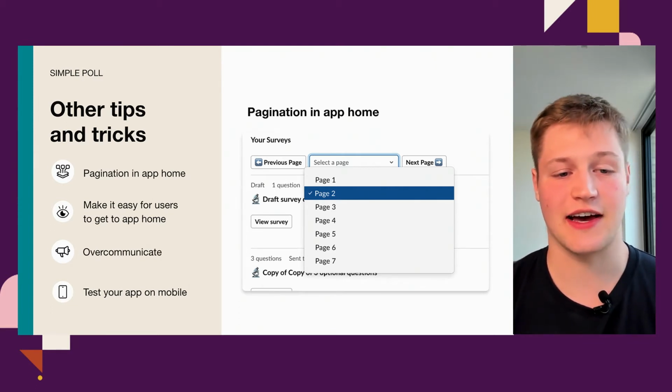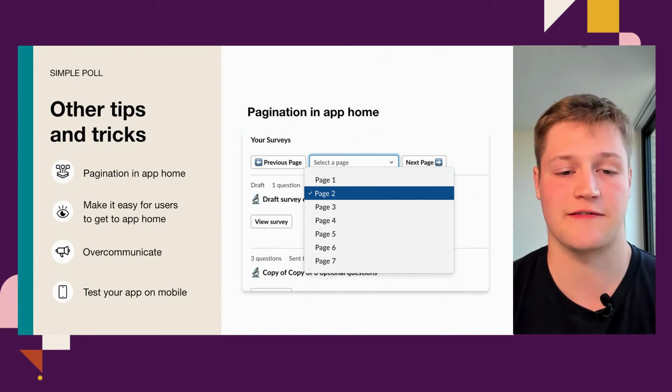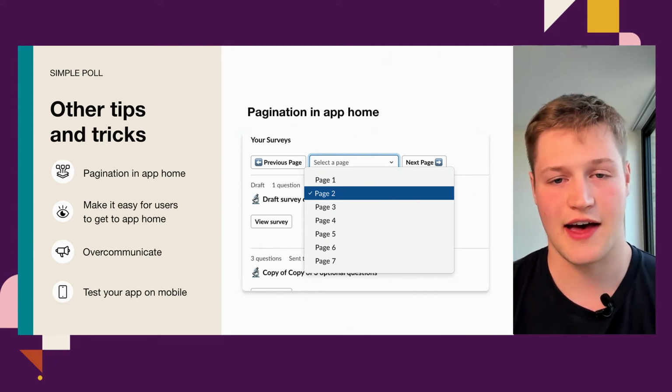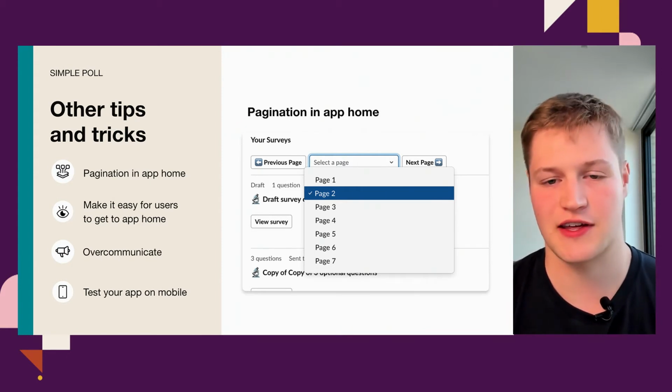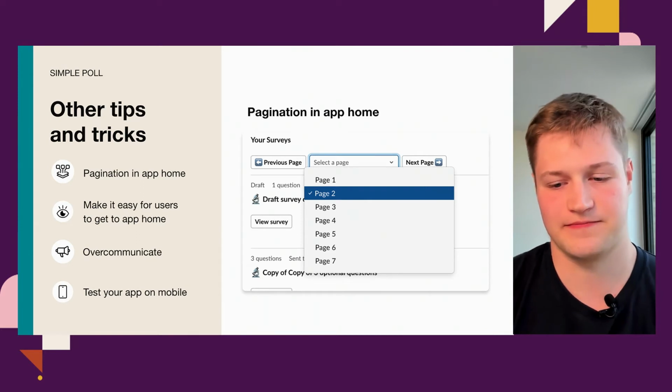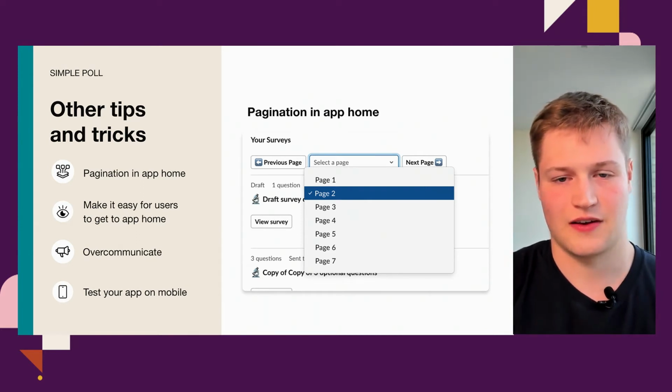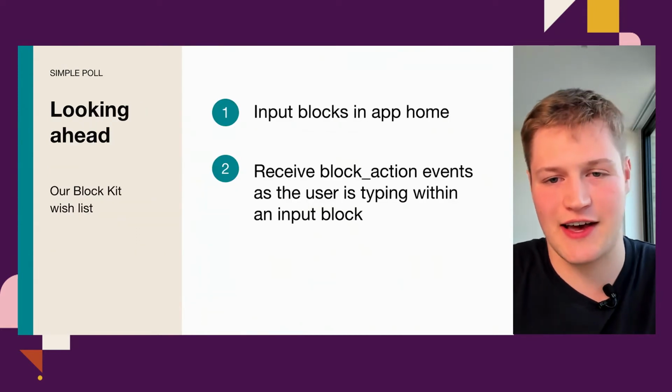And then finally, test your app on mobile. There can be subtle differences across mobile and desktop, and your users will definitely be using your app on mobile. So make sure to test on both just to make sure that everything is exactly as you expect. All right, and then finally, looking ahead to the future.